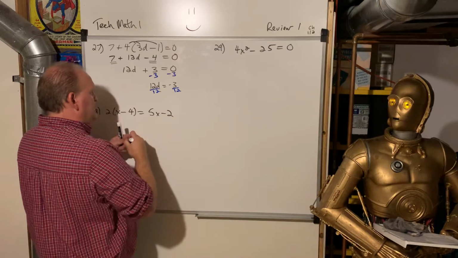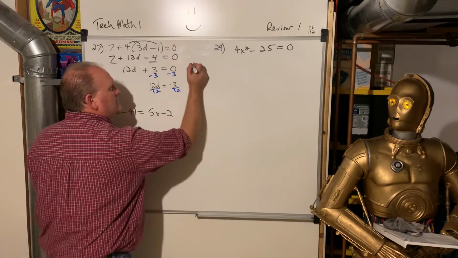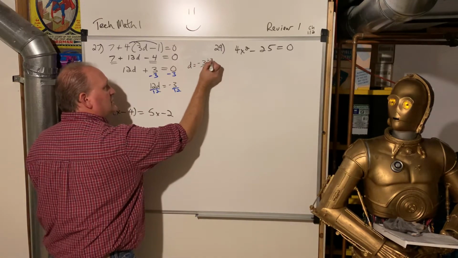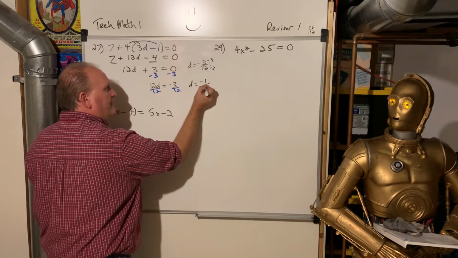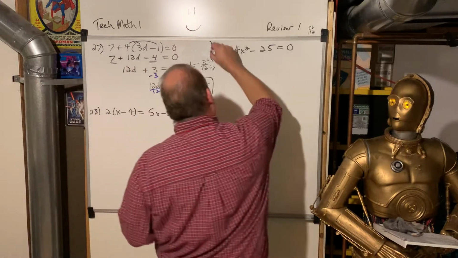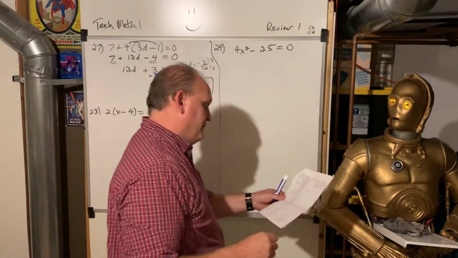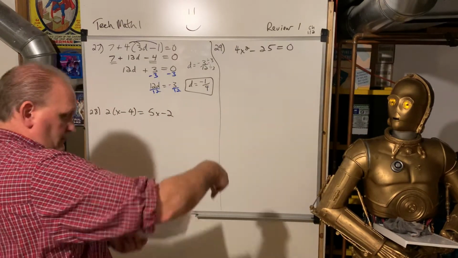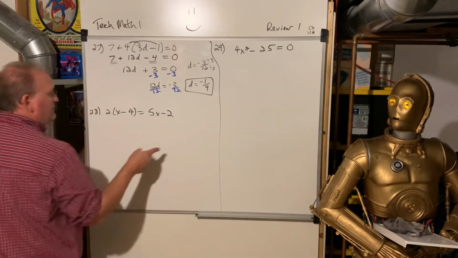And then d is equal to negative 3/12, which I can reduce, right? D is equal to negative 3/12, which reduces, divide by 3, d is equal to negative 1/4. So that one is negative 1/4. All right. That was 27. Lovely. Same dog, different fleas.